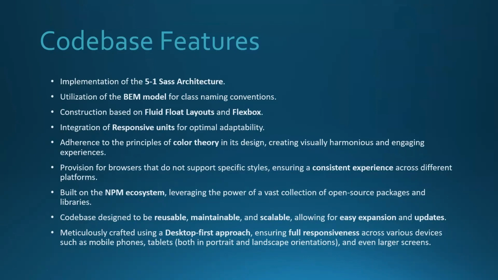Our code follows the organized and modular 7-in-1 SASS architecture, ensuring a clean and scalable code base. Next one is the BEM model. We utilize the BEM, that is block element modifier model, for clear and consistent class naming conventions, enhancing code readability. Then next one is fluid float layouts and flexbox. Bookopia's construction is based on fluid float layouts and flexbox, allowing for seamless adaptations to different screen sizes and orientations.